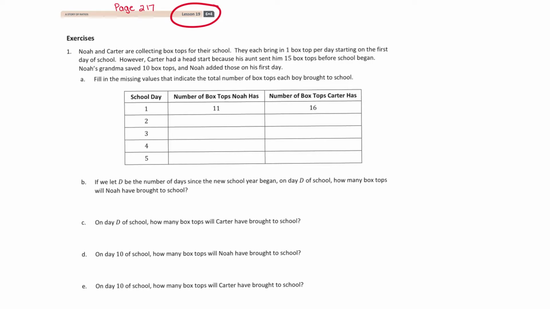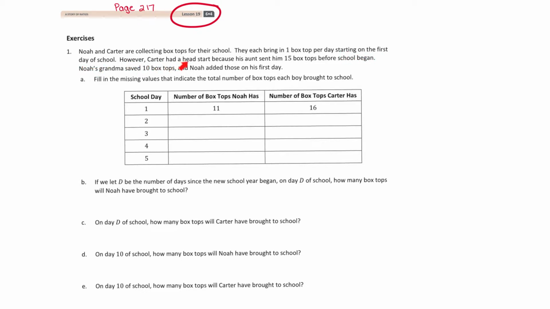Okay, we're going to complete page 217 from your workbook. This is lesson 19, and we're going to work with exercise number 1. Number 1. Noah and Carter are collecting box tops for their school. Each brings 1 box top per day, starting on the first day of school.